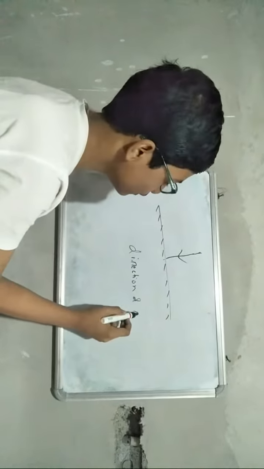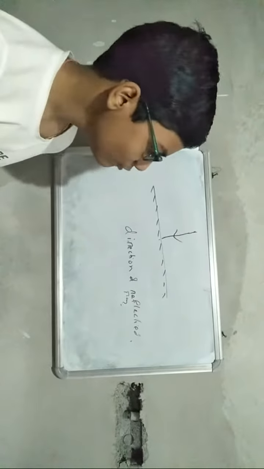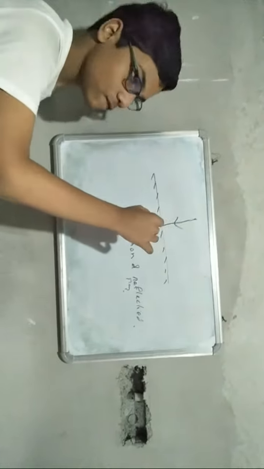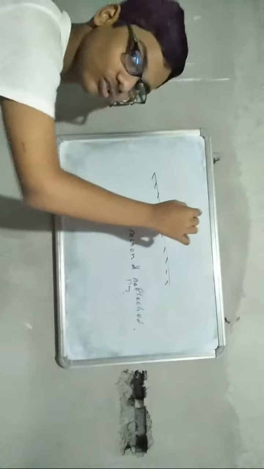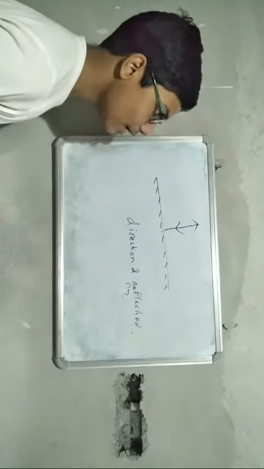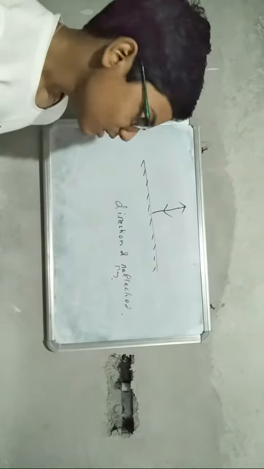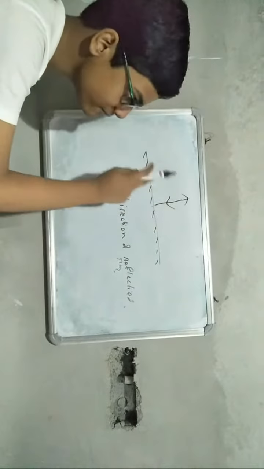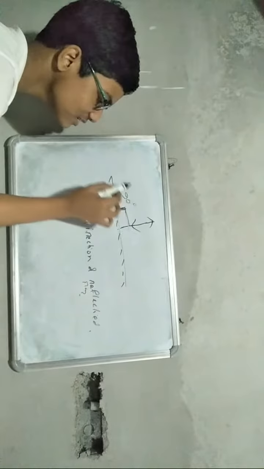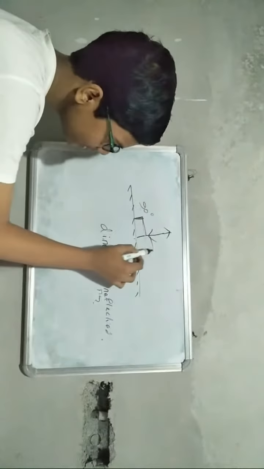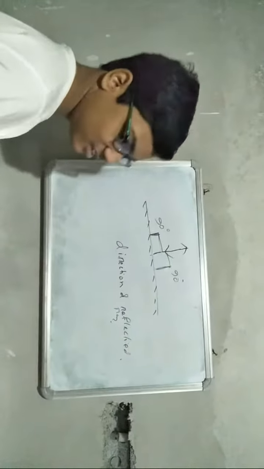Direction of the reflected ray. If the incident ray is along the normal, then the direction of the reflected ray is also along the same path only. Now, what is the glancing angle of incidence here? The glancing angle does not have any angle subtracted, so it is 90 degrees only. The glancing angle of incidence is 90 degrees, and so the glancing angle of reflection is always 90 degrees. So this is a numerical.